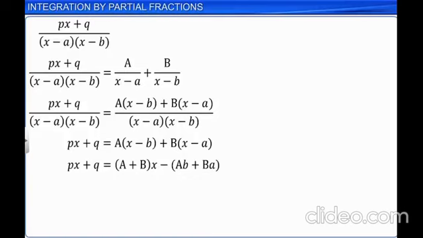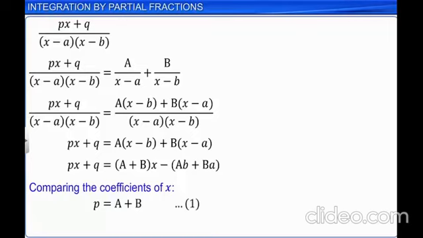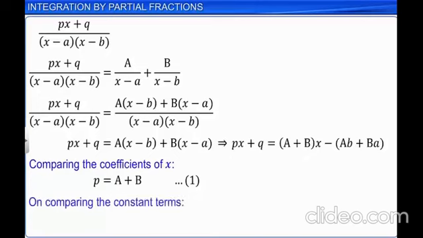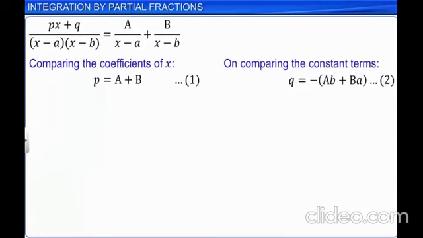On comparing the coefficient of x on both the sides, we get p = A + B. Let this be equation 1. On comparing the constants on both the sides, we get q = -(A b + B a). Let this be equation 2. Now, we will solve equations 1 and 2. Multiply equation 1 with b and add this to equation 2. This is done as shown.